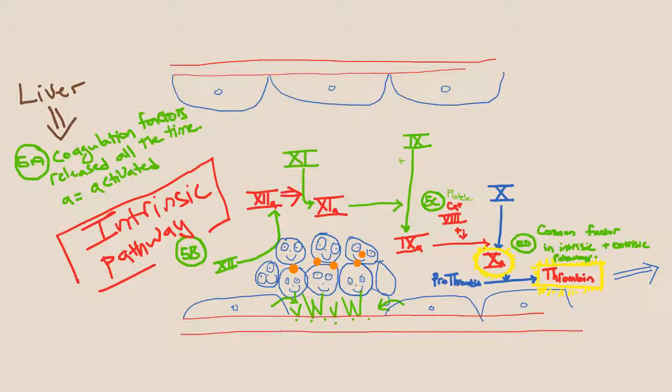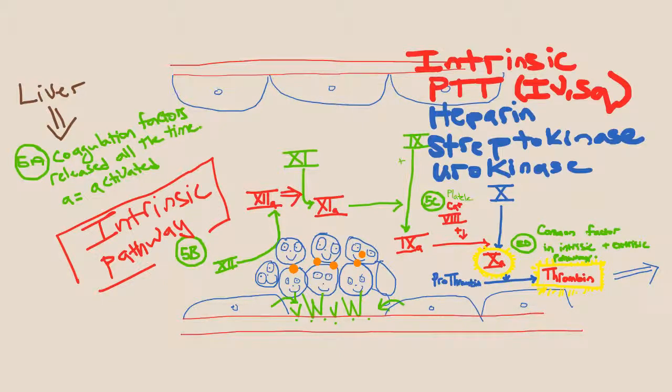Now, 10 and thrombin and fibrin and fibrinogen, which we'll see in the next slide, are common in both the extrinsic and the intrinsic pathways. So when you talk about the intrinsic pathway, we talked about PTT. Joe likens this to anything given IV or sub-Q, like heparin, streptokinase, urokinase. They work on the vitamin K, but we'll talk about that in a minute.